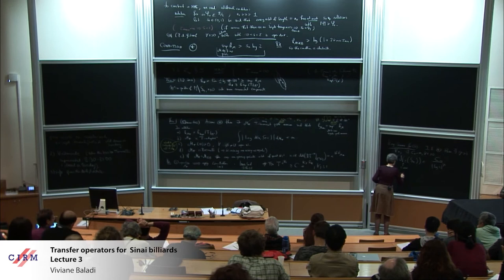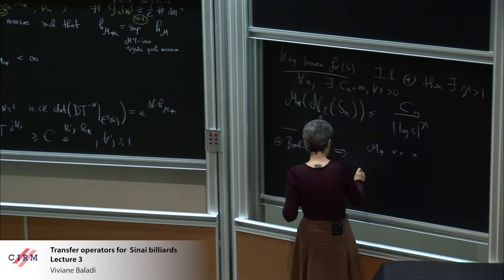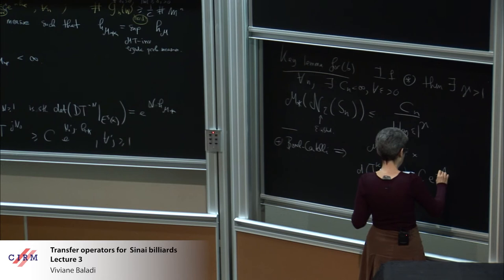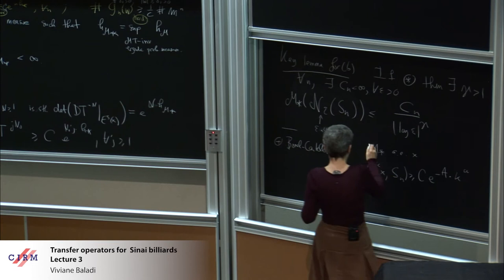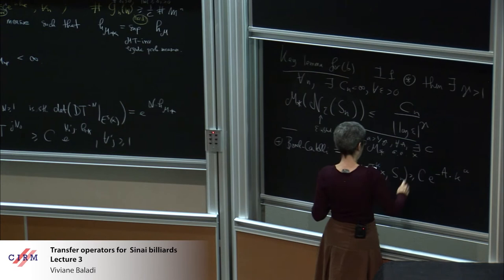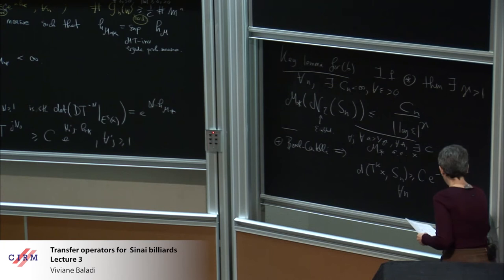So this plus Borel-Cantelli gives you bounds of the type: for mu almost every x, d(T^k x, S_n) is bigger than some constant e to the minus a times k to the small a. So there exists, well, I have to write the quantifiers, right? For any a bigger than 1 over gamma, for any big a, there exists c, for any n, for any j. And the point is that a can be taken smaller than 1. That's the point. So this is what you get from this key lemma.